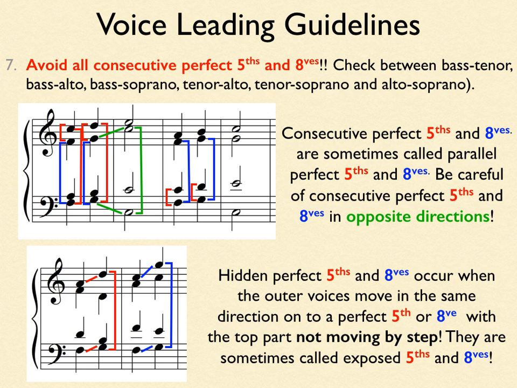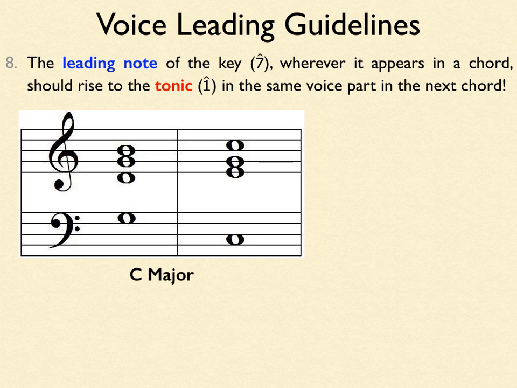So there's something else that I want to come on to now, and that is the idea of the leading note of the key. Wherever it appears in a chord, it should normally rise to the tonic in the same voice part in the next chord. And I've given you an example here. This is just two chords in the key of C major, so just imagine this could be any two-chord progression in C major. But here we have the dominant chord first, the G B D chord, moving to the tonic chord, the C E G chord.